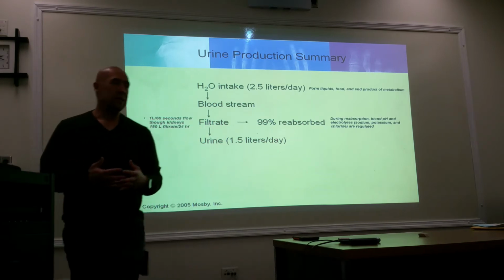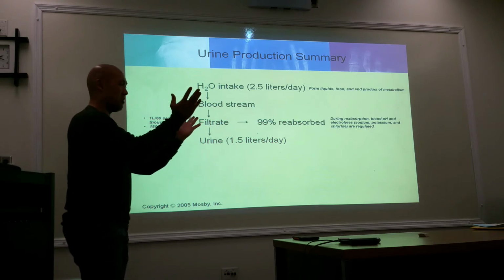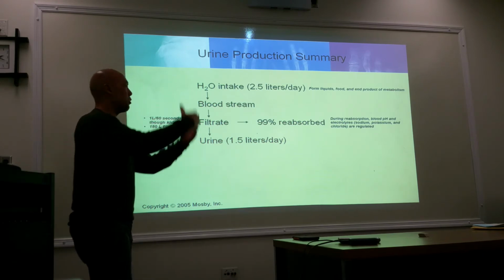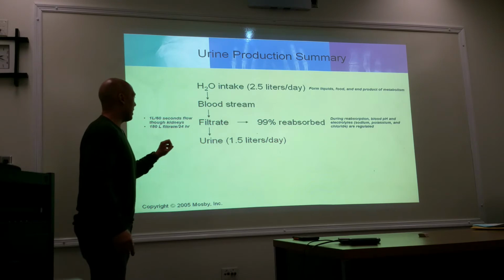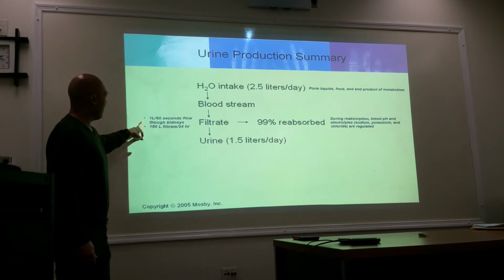From your aorta to the renal arteries, the blood is streaming through the kidneys and it's getting filtered. So about 1 liter every 60 seconds flows through the kidneys. Okay, that's a lot.